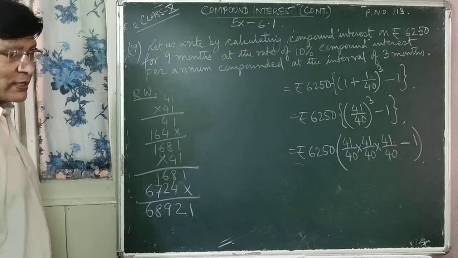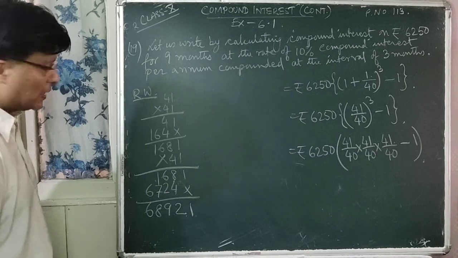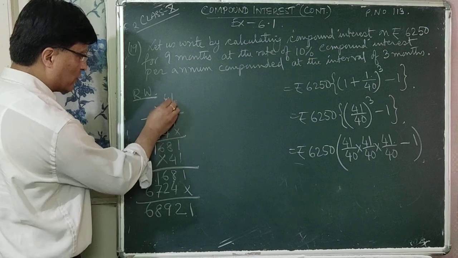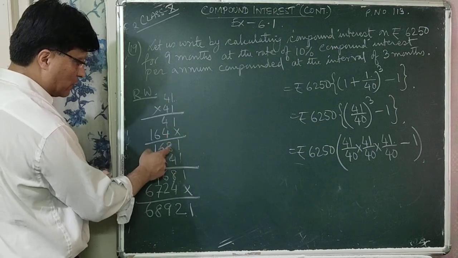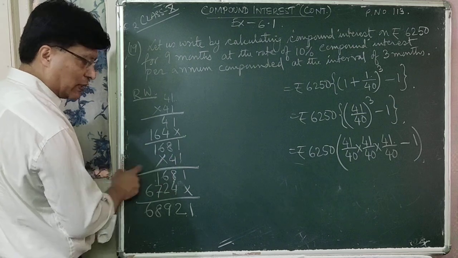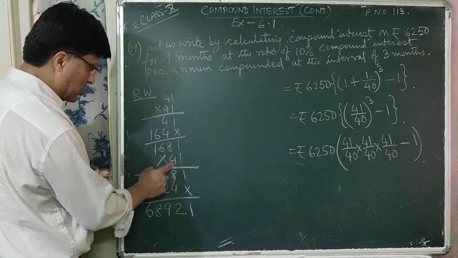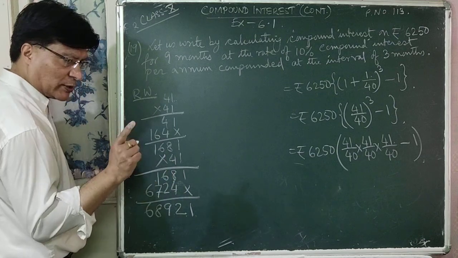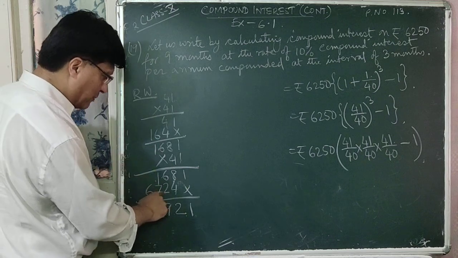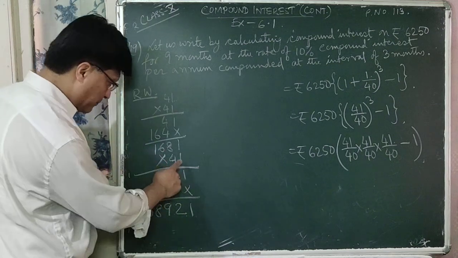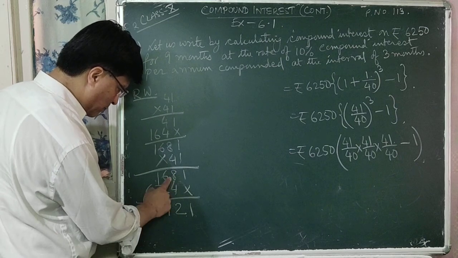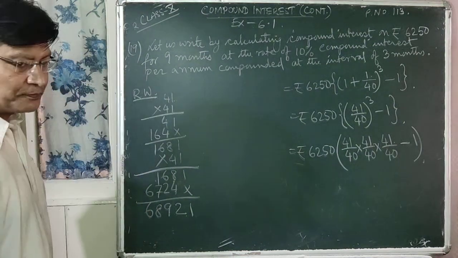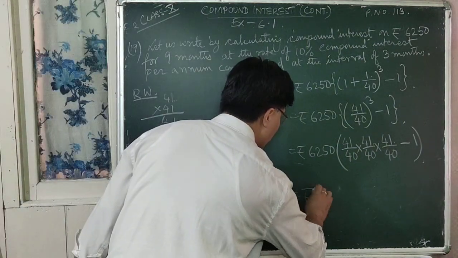Let us check it once again. There might be some mistake, right? 1 1s are 1, 1 4s are 4, 4 1s are 4, 4 4s are 16, right? 1, 4 plus 4, 8, 6, 1. Again multiply by 41 here. 1 1s are 1, 1 8s are 8, 1 6 are 6, 1 1s are 1. Again cross, 4 1s are 4, 4 8s are 32, 6 4s are 24 plus 3, 27, 7, 2. 4 1s are 4 plus 2 is 6. Adding: 1, 8 plus 4, 12, 2, 1, 7 plus 2, 9, 7 plus 1, 8, 6. Yeah, correct.